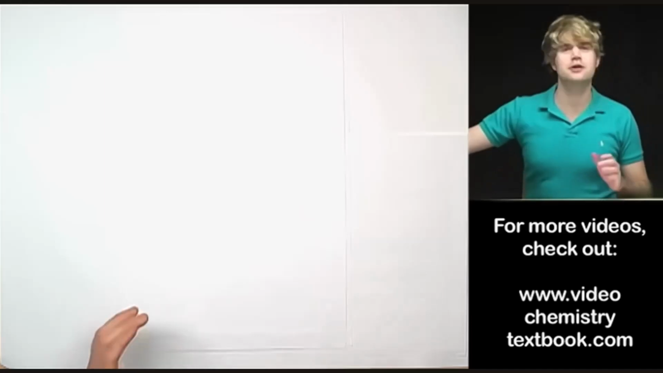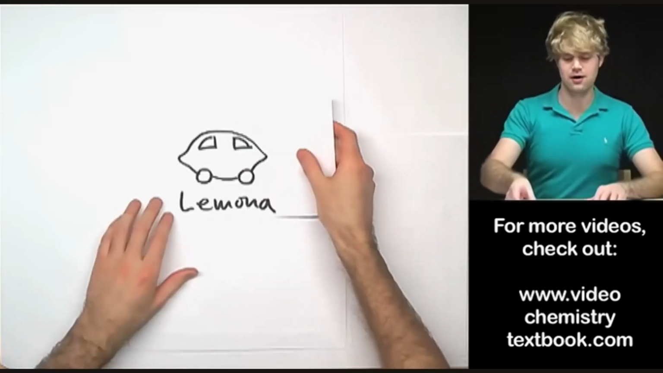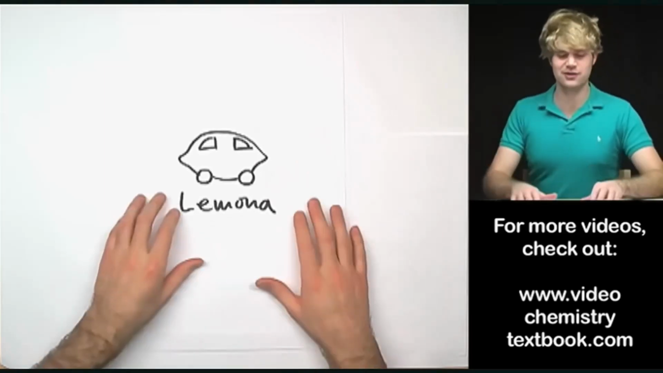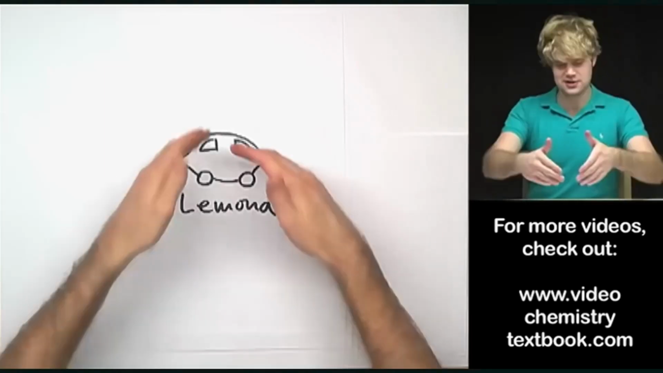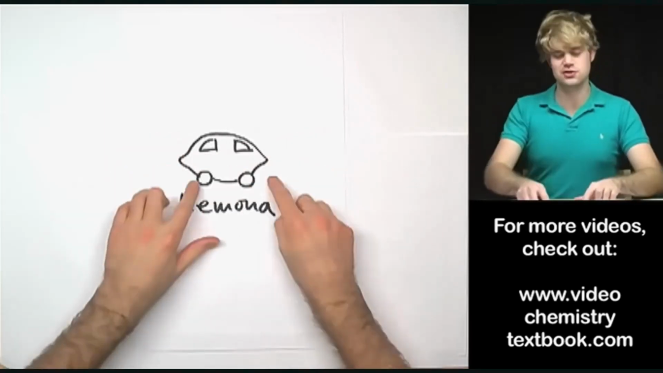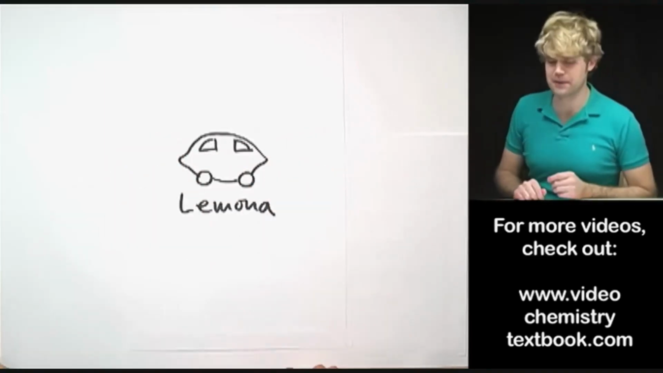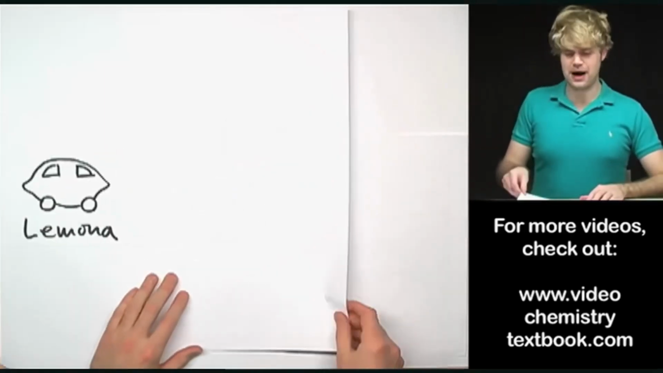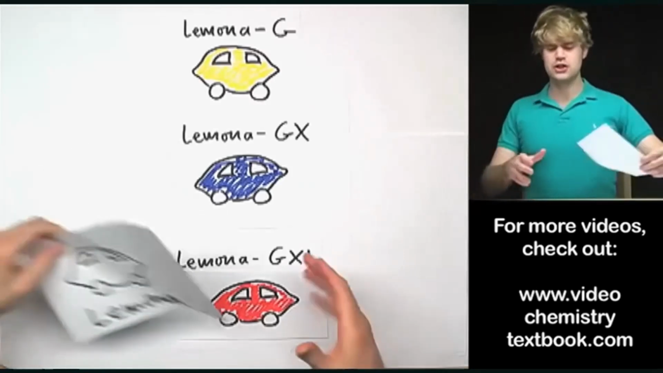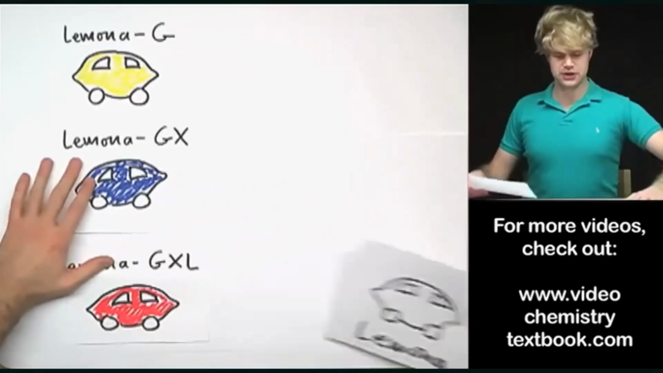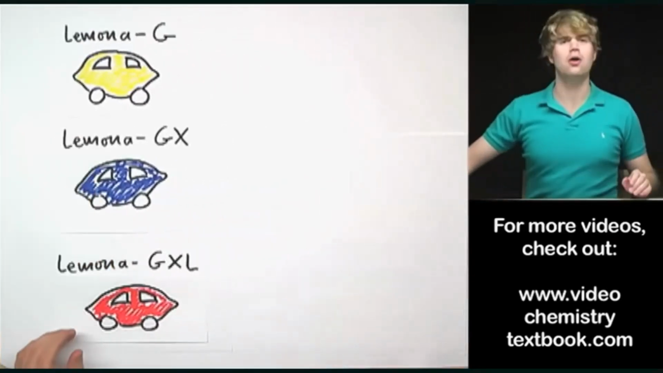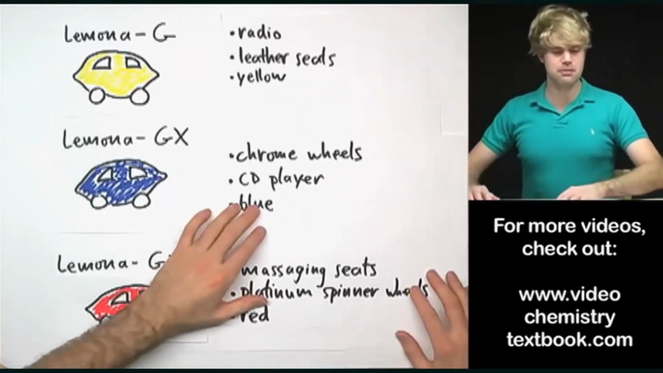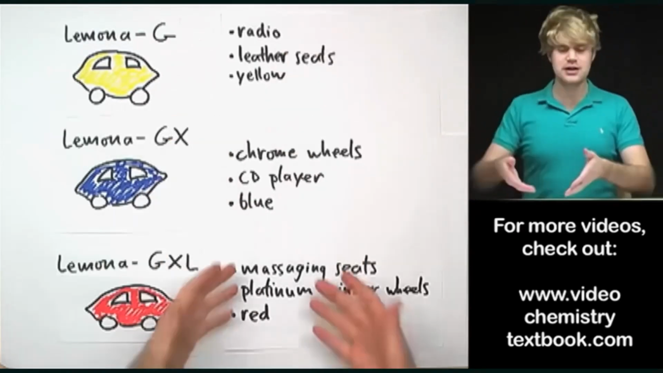I want to talk to you about the made-up car called the Lamona, the epitome of luxury, and it's known for its very distinctive styling. As you'll see, the Lamona looks like a lemon. Now, the Lamona comes in 3 different models. There's the Lamona G, the Lamona GX, and the Lamona GXL. They're all different colors, as you can see, but each of these models also has unique features.